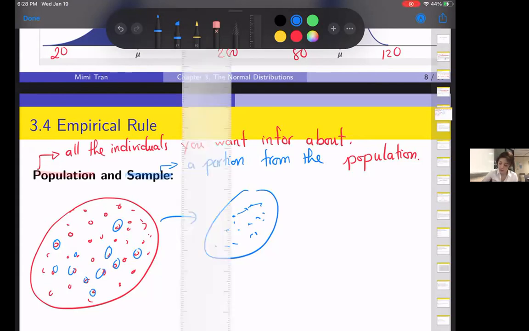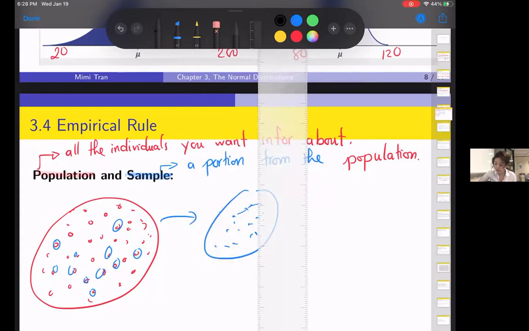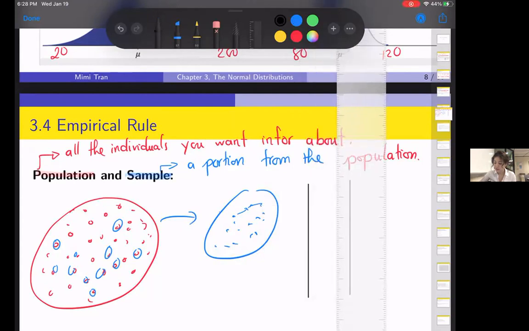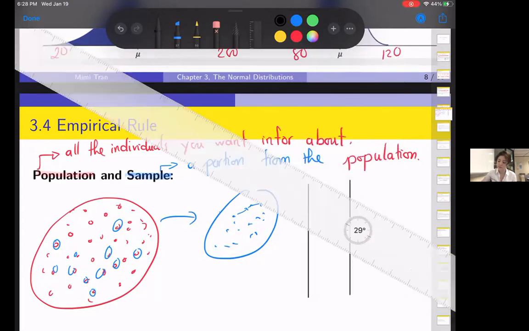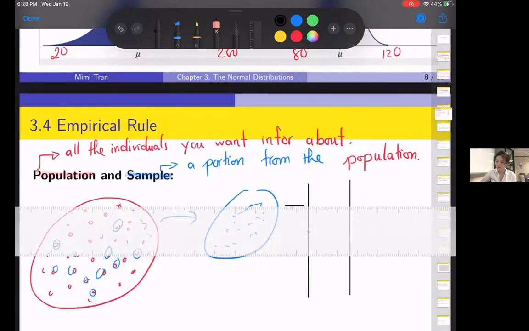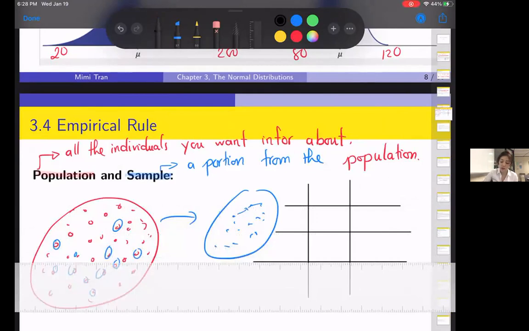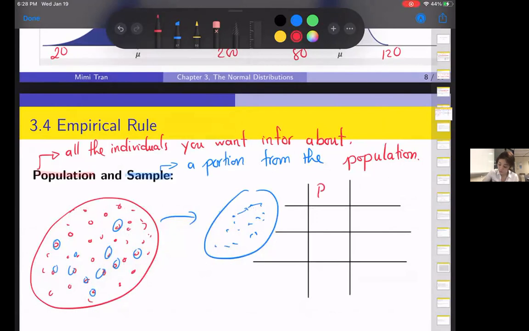So let me draw you a table to distinguish between population and sample. Here I have population, and here I have sample in blue.